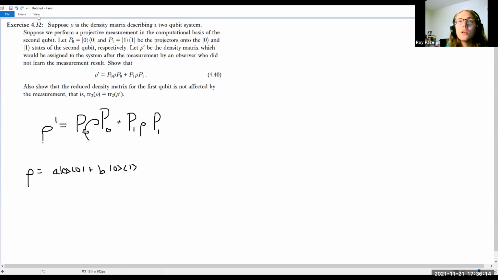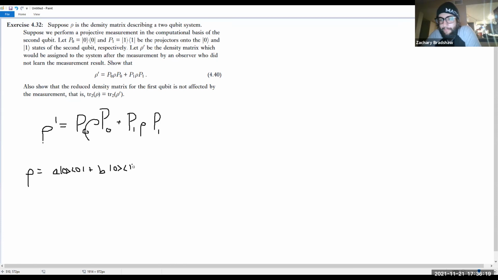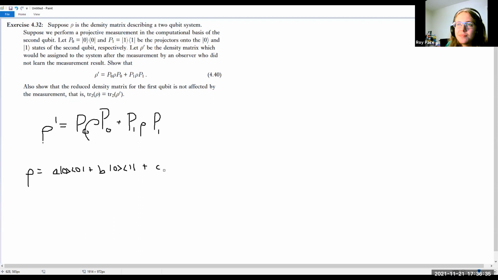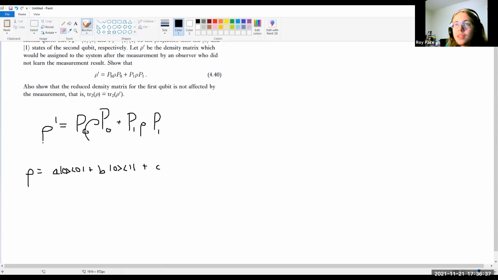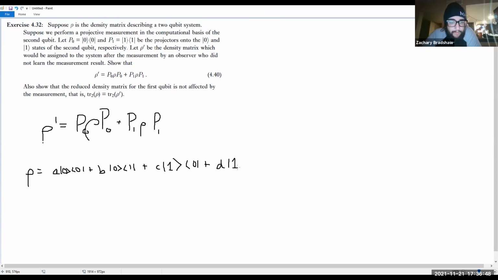Oh, oops. Dude, I do that all the time. Yeah, the expectation value of 1. Or maybe this is the density matrix, right? Let's see. So what does it say?